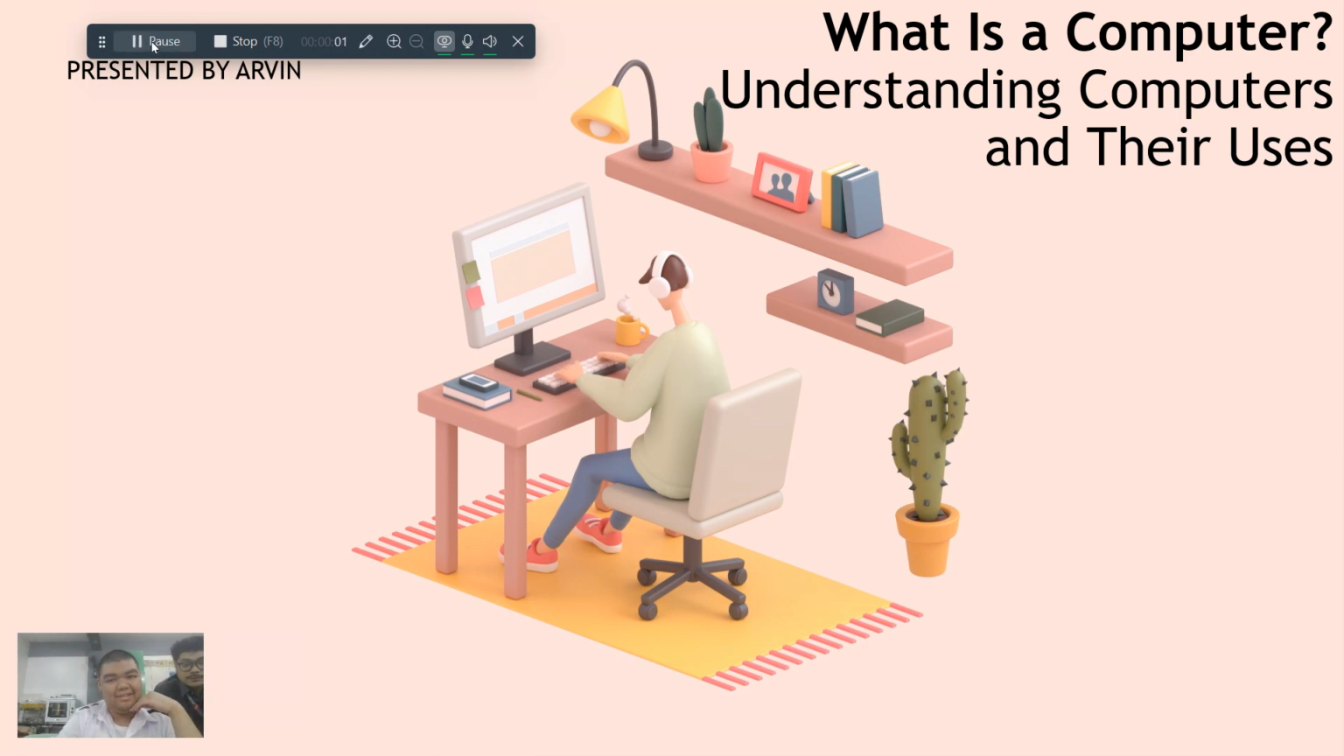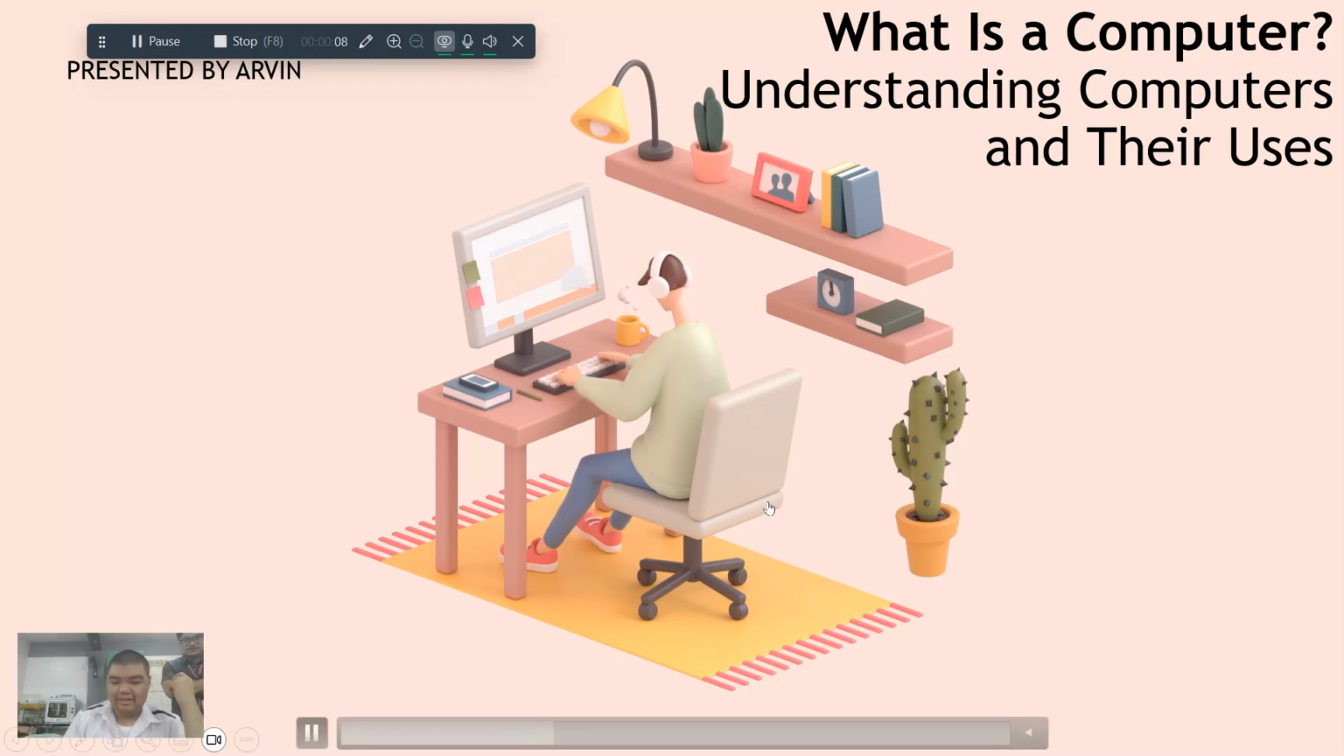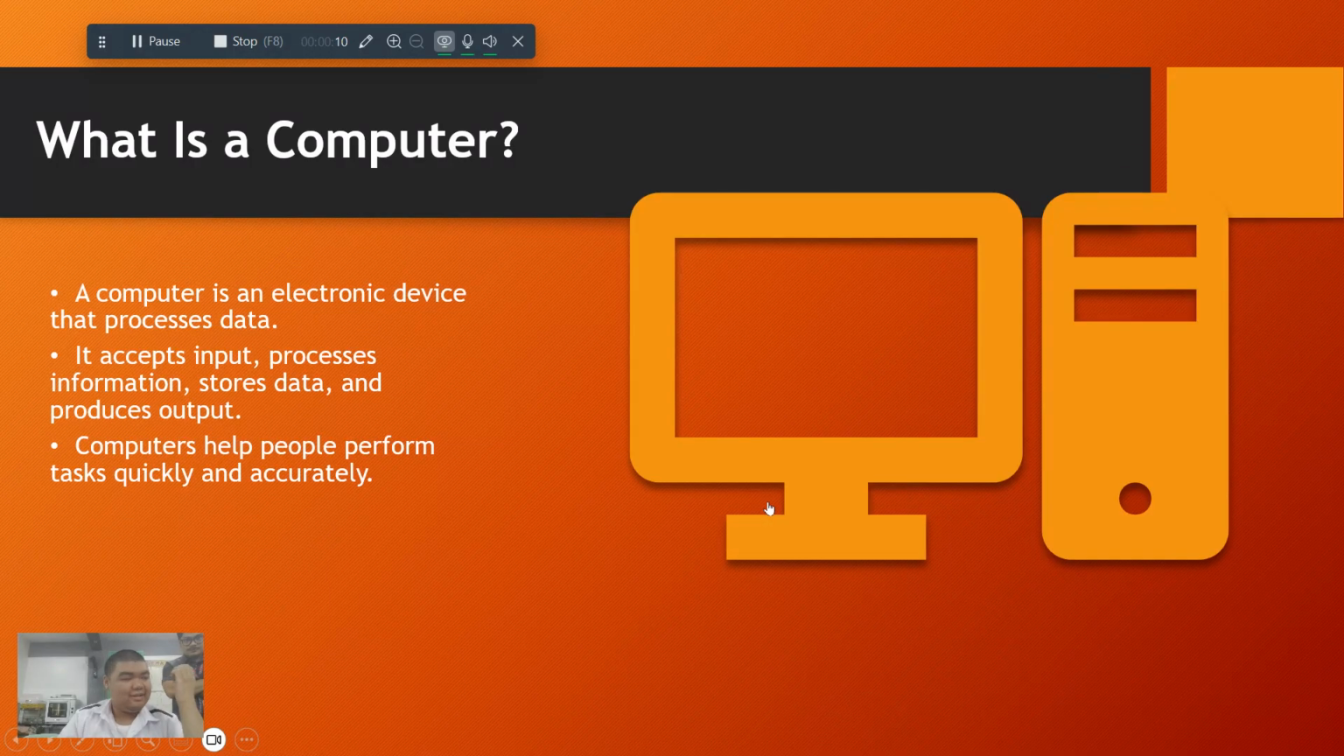Okay, so let's take a look at what is a computer, understanding computers and their uses. So here is the thing. What is a computer? A computer is an electronic device that processes data. It accepts input, processes information, stores data, and produces output. Computers help people perform tasks quickly and accurately.